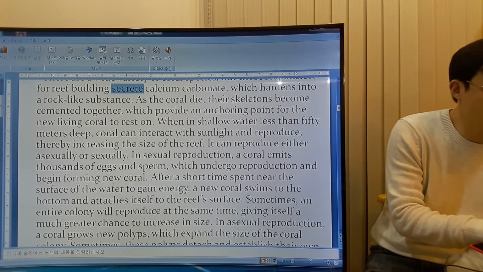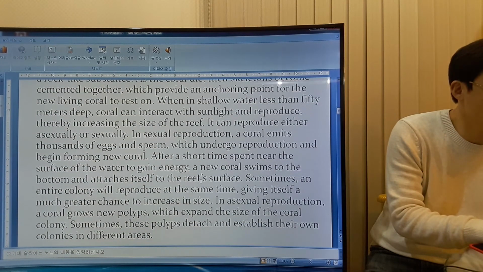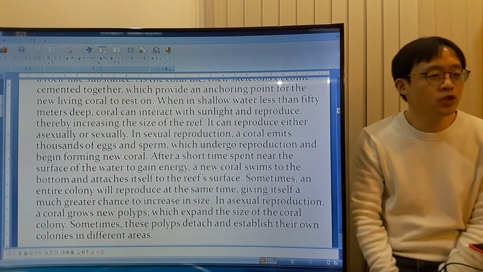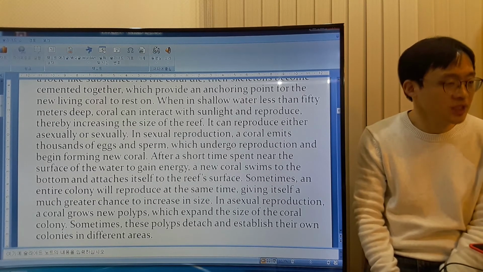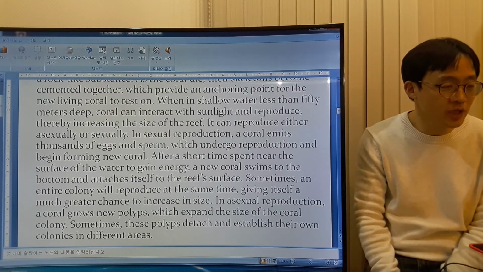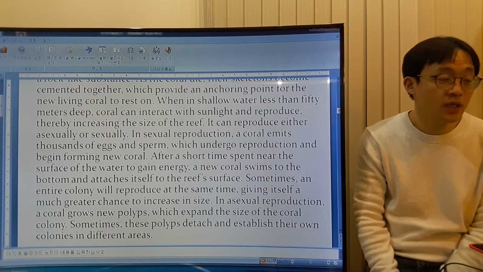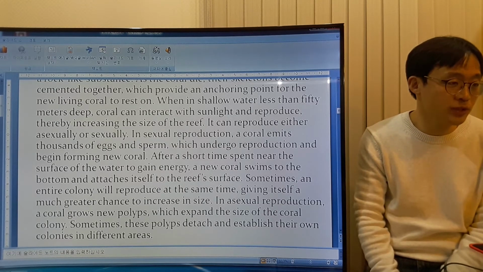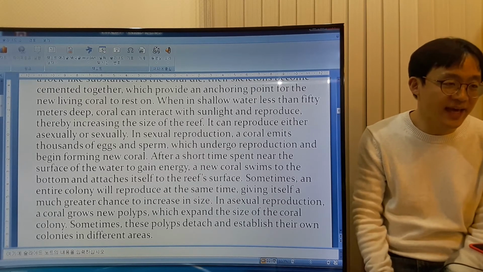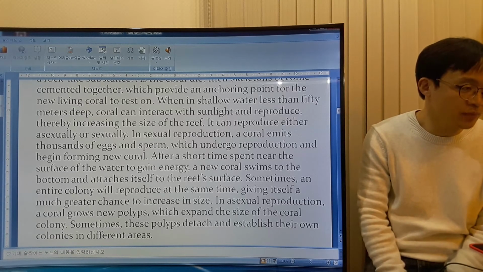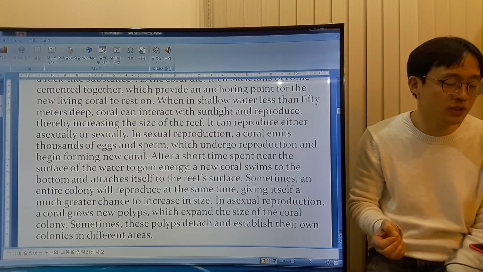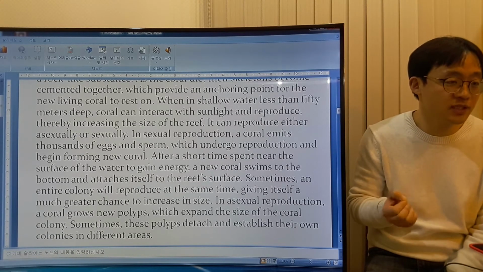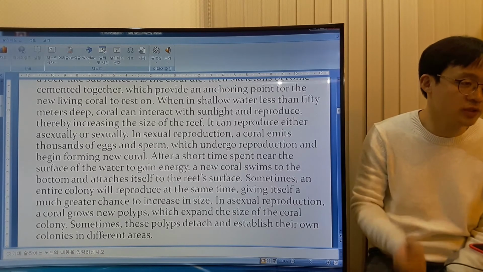After a short time spent near the surface of the water to get energy, a new coral swims to the bottom and sticks itself to the reef's surface. Sometimes an entire colony will reproduce at the same time, and that gives itself a much greater chance to increase in size, alright?